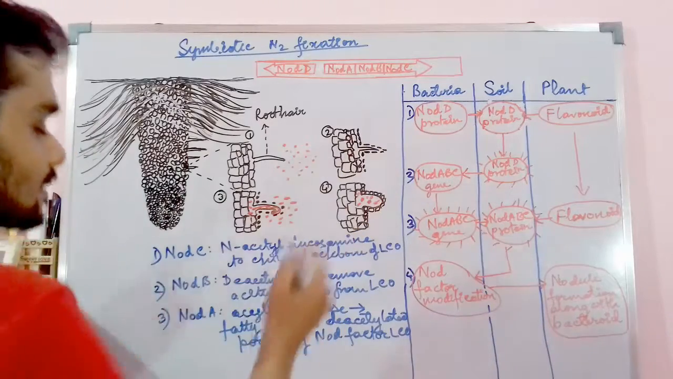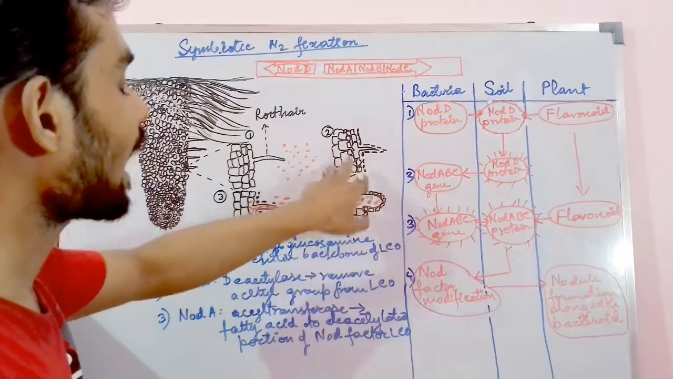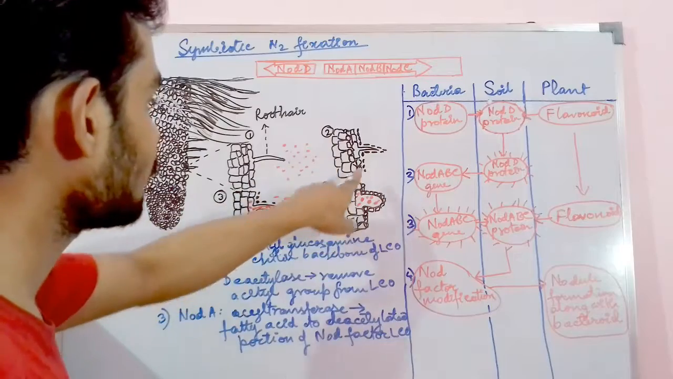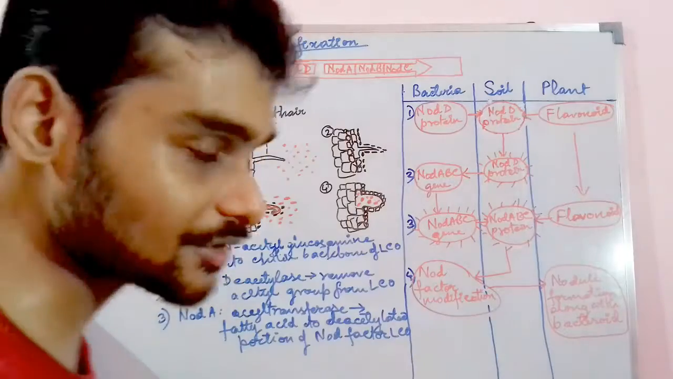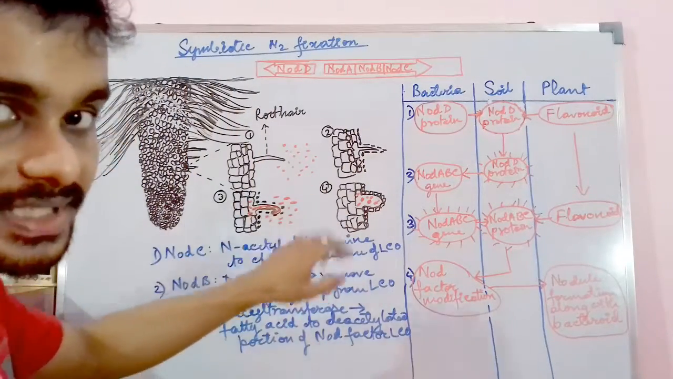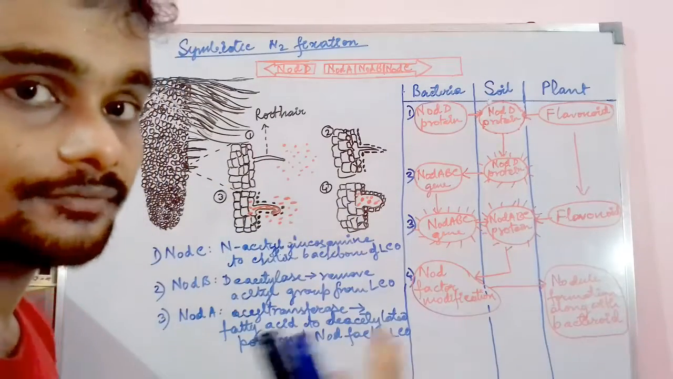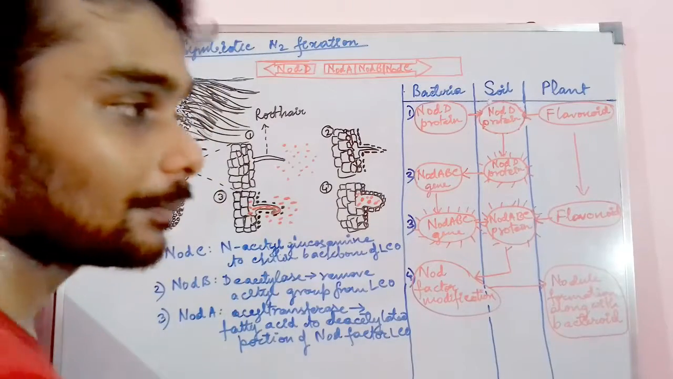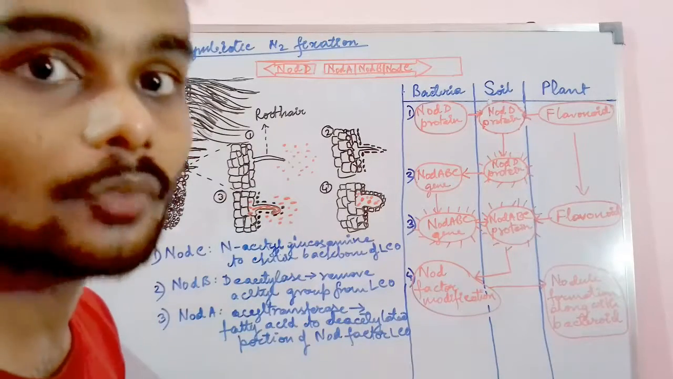The primordial cells over the epidermal region of the cortex will divide, along with the cortical cell division, on the outer layer of the root hairs. And when the cortical cell division is completed, this area is also known as primordium. This primordium means the basal area, the area present in the layer of the epidermal or cortical portion which is in contact with soil. That particular area is known as the primordium.